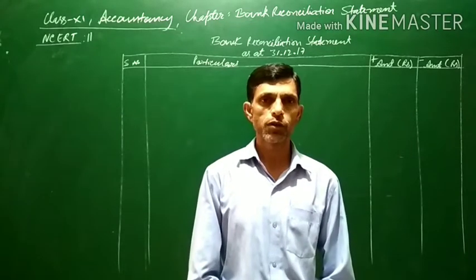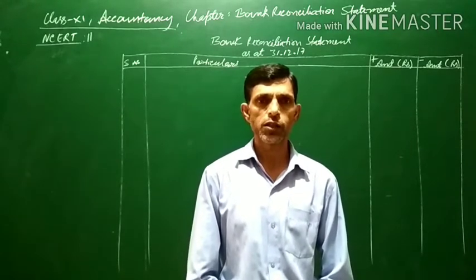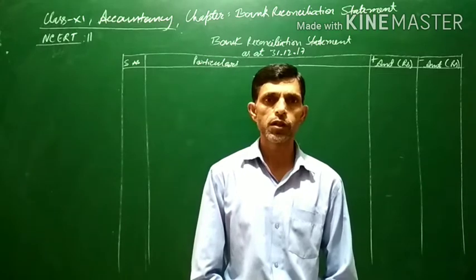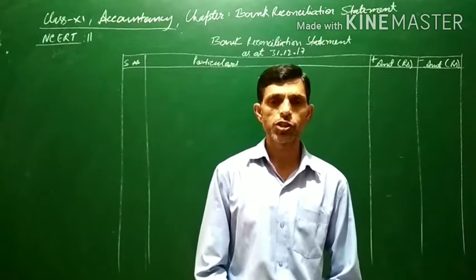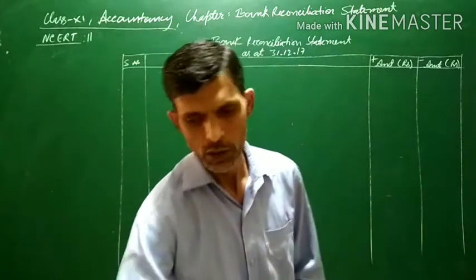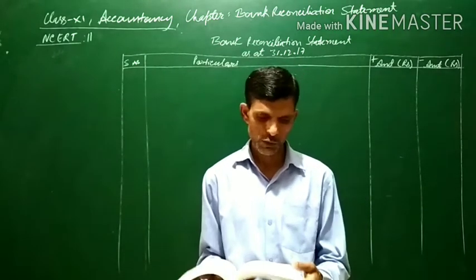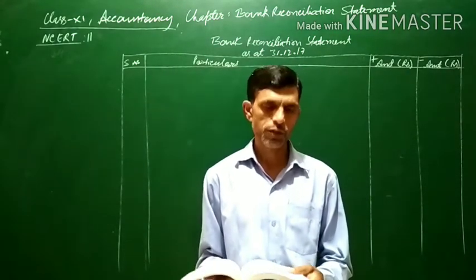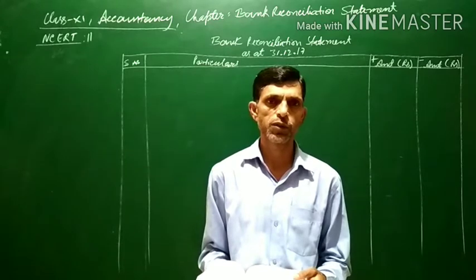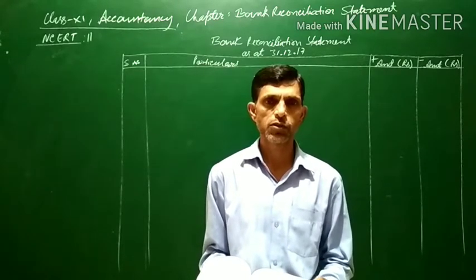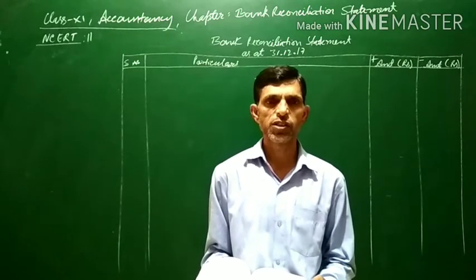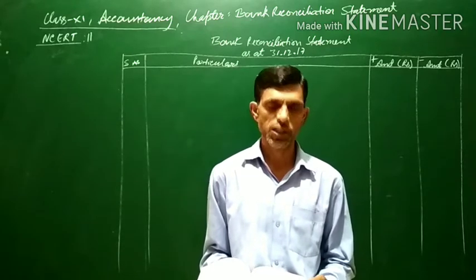In this video, we will solve questions related to the bank reconciliation statement from the NCERT book. That is question number 11 and question number 13 also, because previously we have done questions in which the cash book balance was given and it was a positive, or favorable, balance. That is also known as a debit balance as per cash book.